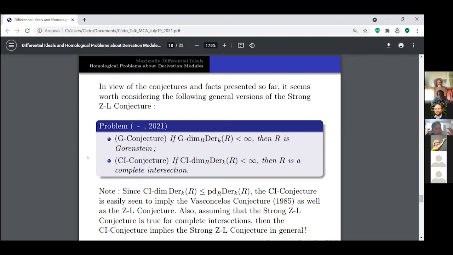One concerns the module of derivations, which is a classical object in algebra and in geometry. On the other hand, you have these homological dimensions, sometimes very abstract. So I decided to put them together in the same context, like an overlapping context, and ask these questions. We have some nice consequences that I wrote here as a note. First, because this bound always happens, the CI conjecture is easily seen to imply the Vasconcelos conjecture and the classical Zariski-Lipman conjecture. This is easy to see.